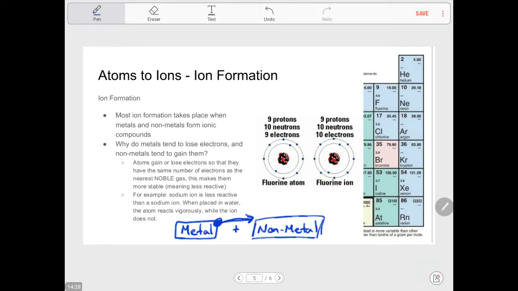I just want you to keep that in the back of your mind right now. Metals always want to lose. Non-metals always want to gain. And it's interesting, that's a perfect match. If you put a metal and a non-metal together, that should work out perfectly. And again, I'll show you that in the video that's upcoming.